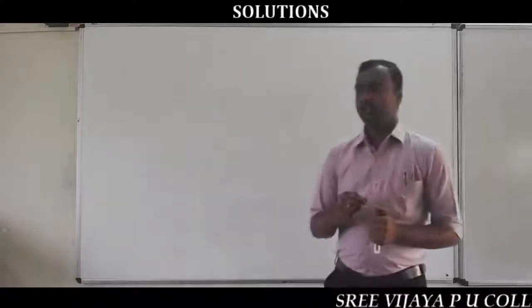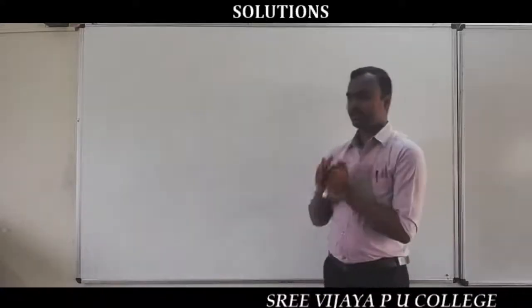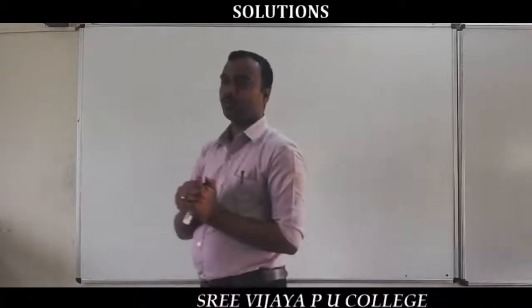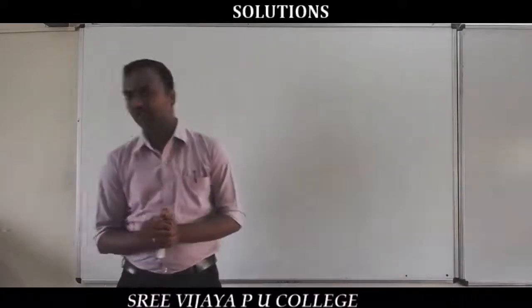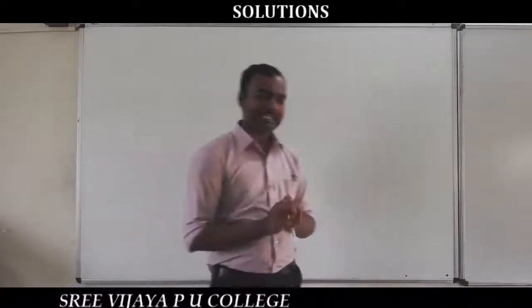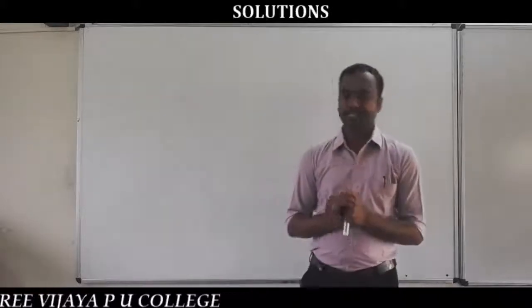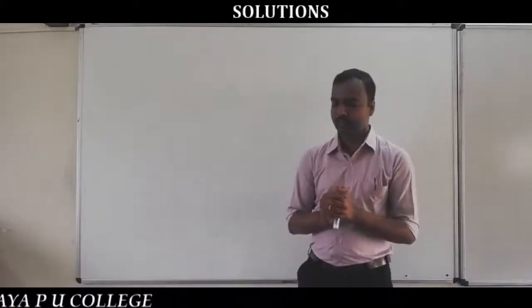And one more very important question for 1 mark: what happens to the size of blood cells when they are placed in the normal saline solution? That is, 0.9% W by V NaCl solution is called normal saline solution.